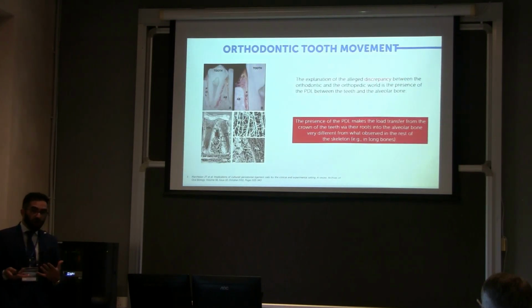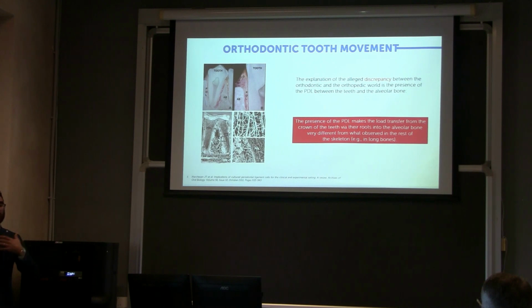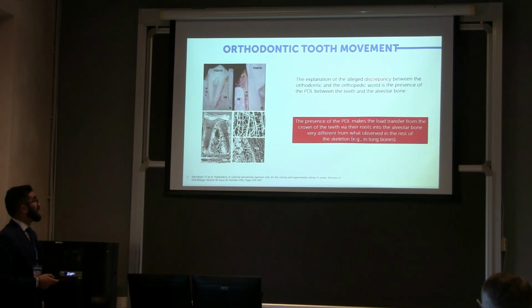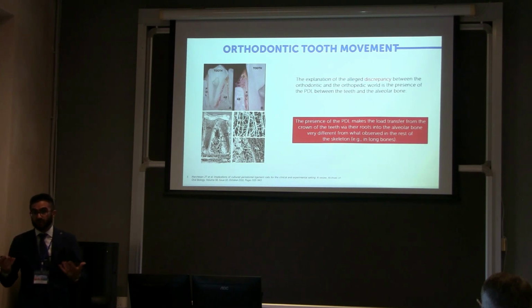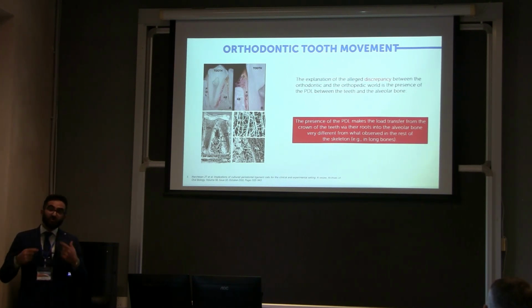And the reason why we observe this discrepancy between what we would expect and what we see is the presence of a soft interface between the tooth and the alveolar bone. We know that the presence of this interface that we call the periodontal ligament is important also because when the ligament is absent or when its function is impaired because of a pathological condition, orthodontic tooth movement is not happening.